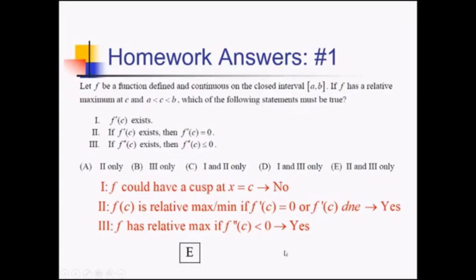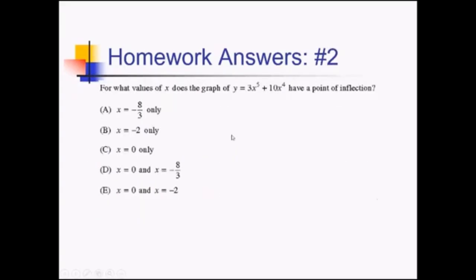On this problem, we want to know at what x values this graph has a point of inflection. So for that, since we have the original function, we're going to need to look at the second derivative and see where that changes sign. So first derivative is going to be 15x to the fourth plus 40x cubed. And then taking one more derivative to get y double prime, that's 60x cubed plus 120x squared.